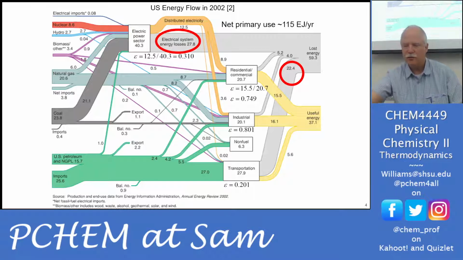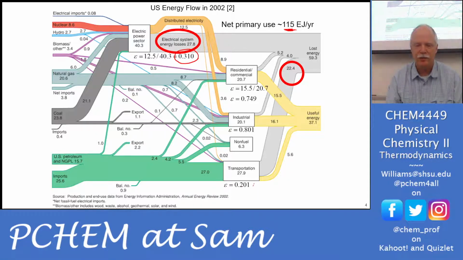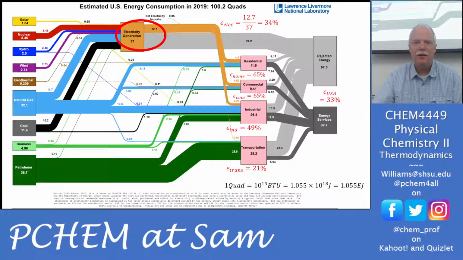So let's look at our electrical energy flow. We've done this previously, but I was showing you how it was the 2002 numbers, and we had net primary use in 2002 of 115 exajoules per year. We looked at the efficiency of the electrical grid was about 31%. We said there was a lot of room for improvement. The transportation was about 20%. Industrial and residential were pretty good, close to 80%. Well, in 2019, I found the figure for 2019. The electrical grid improved. We got up to 34%. The efficiency of homes and commercial dropped a bit.